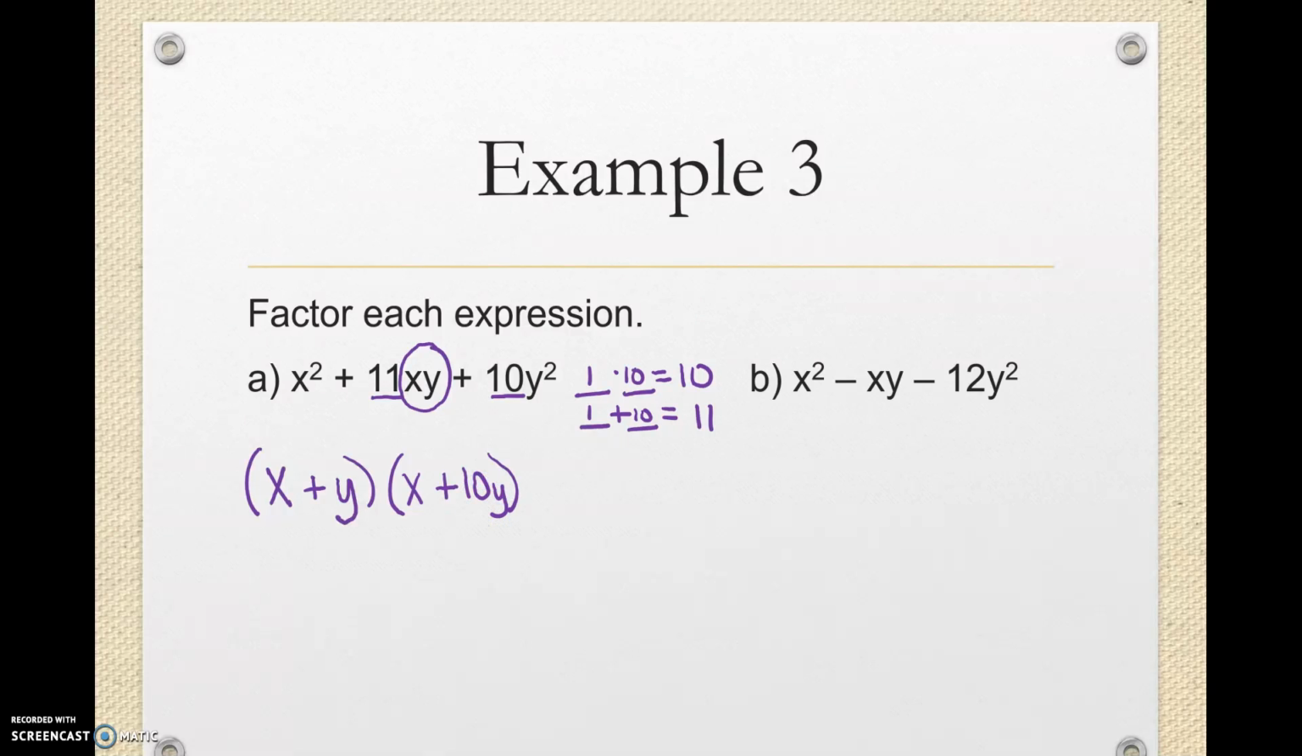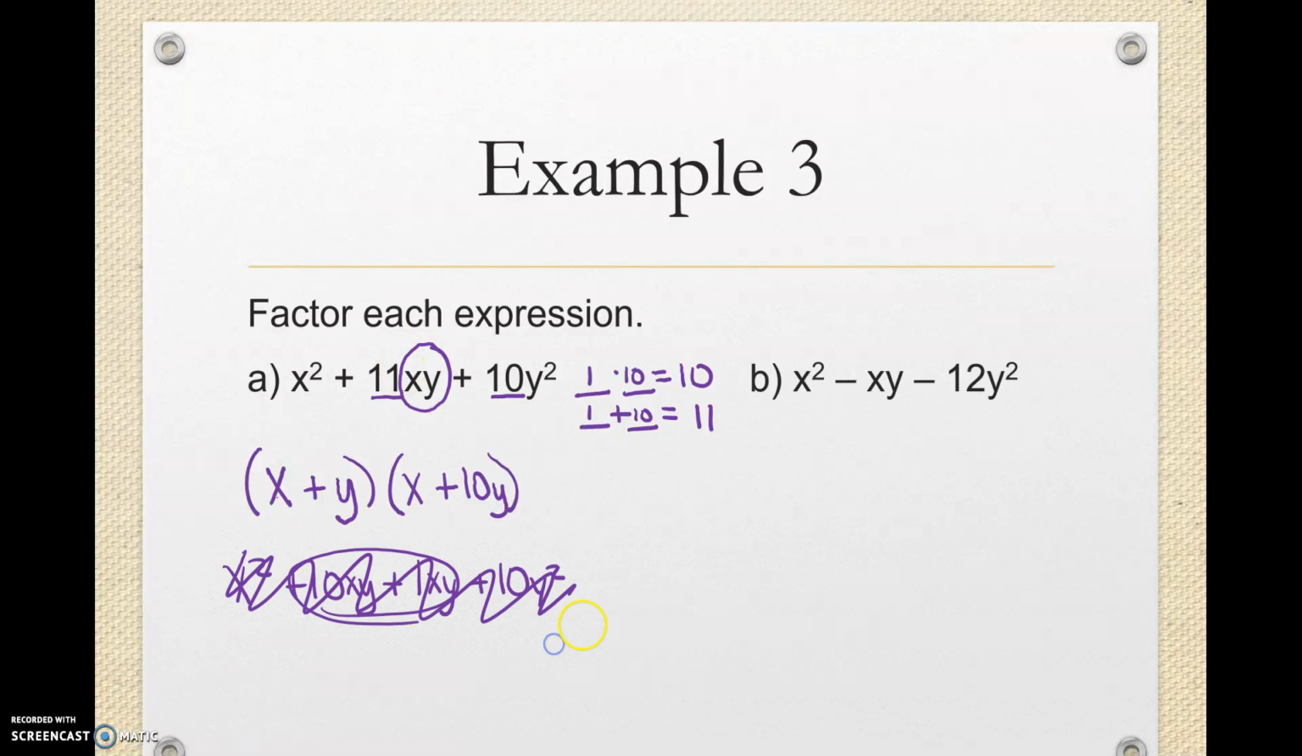So now if we distributed it out, we'd do x times x and get x squared. X times 10y would be 10xy. Y times x would be another xy. And then y times 10y would be 10y squared. And those would combine to give you the 11xy. You don't need to do that step. I'm just showing you that that's why those y's have to be in there.